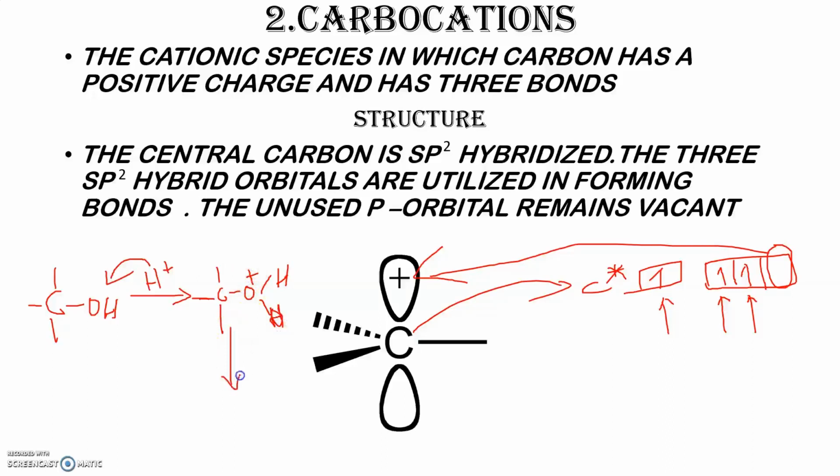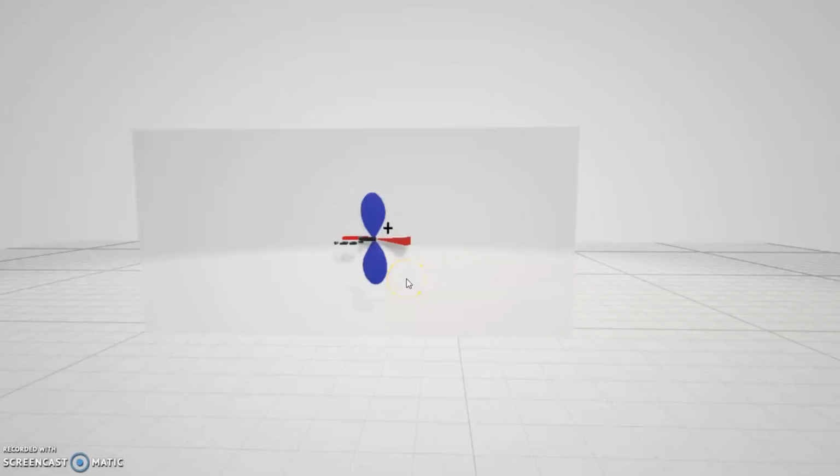On the next step, we eliminate this H2O. So the electron which belongs to carbon here also gets eliminated along with the bond, and it's removed as water. As an intermediate, we get a carbocation. Now let's see the three-dimensional structure of this carbocation. This is the three-dimensional structure of carbocation.